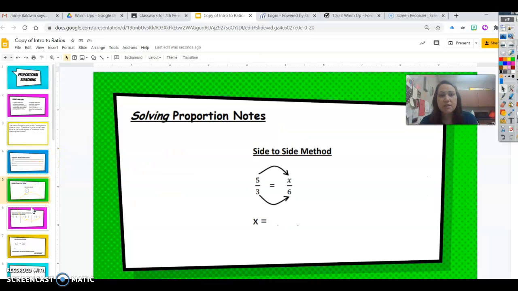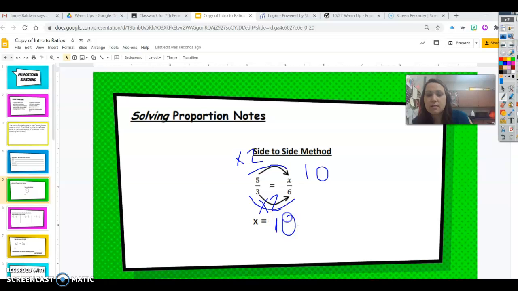Okay, so then there are some different ways we can solve proportions. We can do this side to side, meaning I am looking from the left to the right, or I could go right to left, it doesn't matter. But I think to myself here, how can I get from 3 to 6? I know that I can do 3 multiplied by 2 to get to 6. So if I multiply by 2 on the bottom, I have to multiply by 2 on the top. So 2 times 5 is 10.